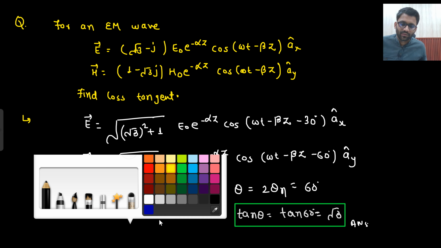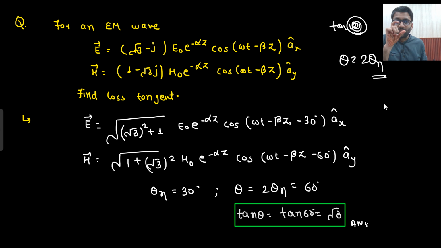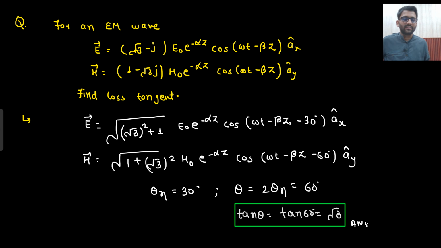Okay, so what do we need to find? We need to find loss tangent. For loss tangent, I need tan theta, so I need the theta value. Theta I can get from 2 theta eta. For theta eta, I take the phase difference between E and H, because H will always lag behind E by theta eta angle. The phase difference here is 30 degree, E is leading by 30 degree. So theta eta is 30 degree, theta is 60 degree, and from there I got the loss tangent. Okay, a very good question. These kinds of questions can be asked in the examination.